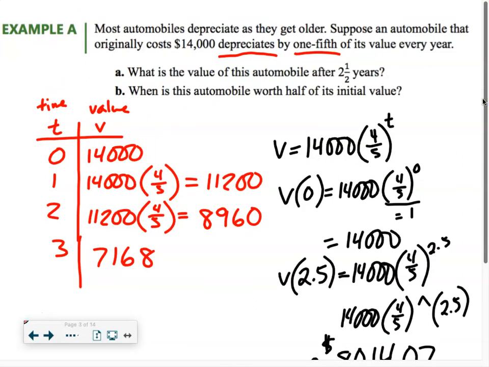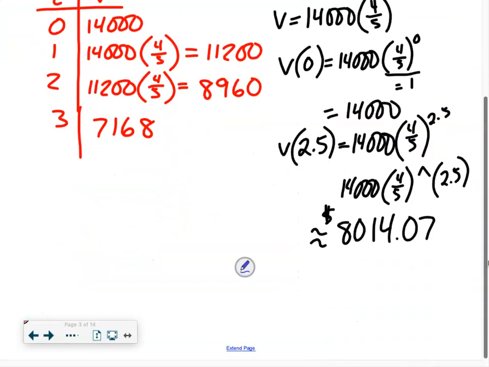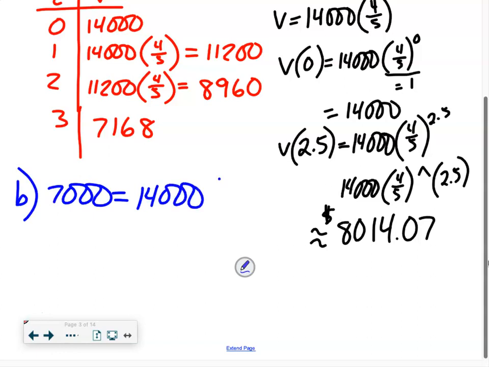When is this automobile worth half of its original value? So the original value is $14,000. So for part B, we would set 7,000 equal to our 14,000 times 4/5 to the t. So when we divide by 14,000, what we end up with here is a half. And so a half equals 4/5 to the t. Now, there's a way to solve this using logs.